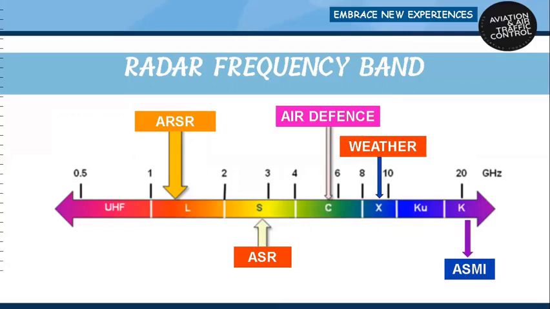Then, K-band. K-band operates near the 20 gigahertz range. It is secure from intercepts, short range, and used for ground movement at airports during low visibility.